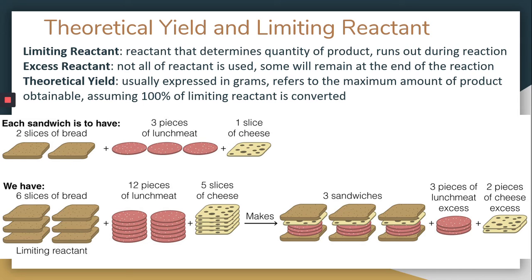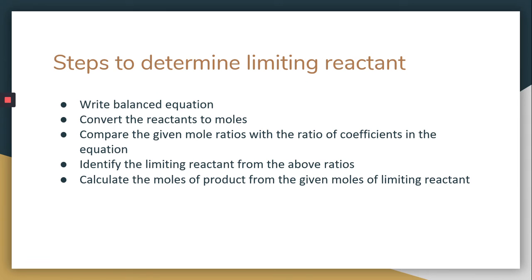In fact, we can figure out how much excess we have left over. So after we make our 3 sandwiches, we still have 3 pieces of meat and 2 pieces of cheese. So this is how much is left in excess. This is how much we have extra of. All right, so we are going to be using that concept. It's just we're not making sandwiches. So the steps to determine the limiting reactant: you have to have that balanced reaction. You have to be in moles. And then you're going to compare the moles to figure out which one you're going to run out of first.